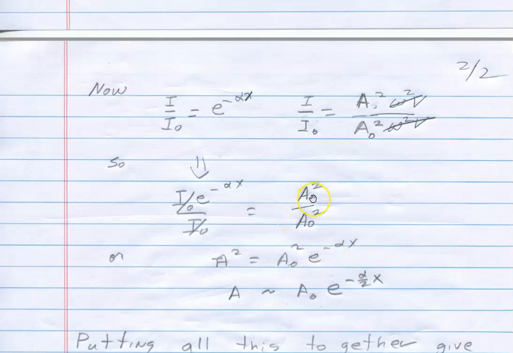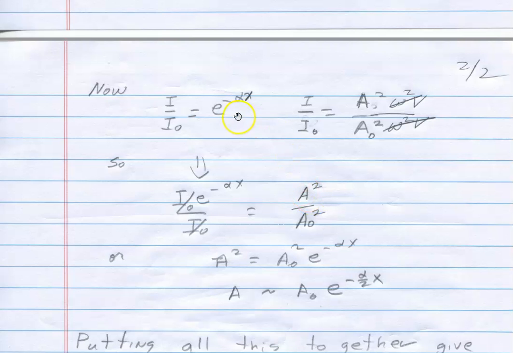And with that, I can solve this for A squared. Just multiply through by A naught squared. And then finally take the square root of both sides. And the square root is A naught, and this is e to the minus alpha over 2 times x. And so one gets that the amplitude falls off from the initial amplitude as e to the minus alpha x over 2. The farther it propagates into the medium, the amplitude drops accordingly in this exponential fashion.